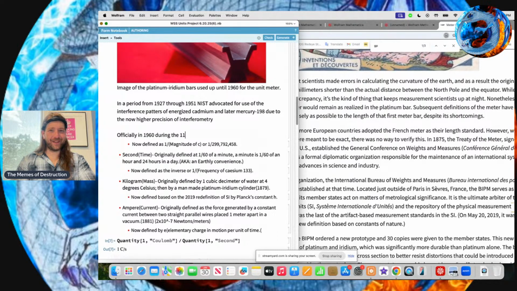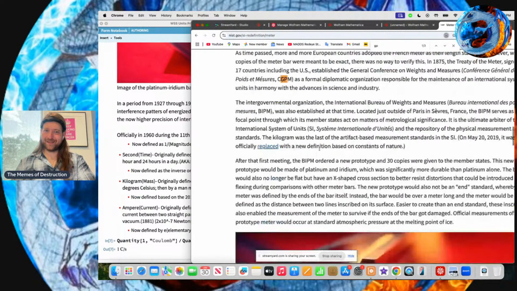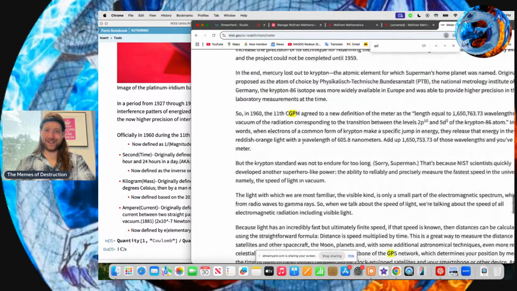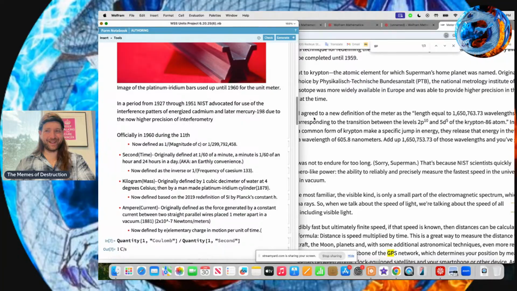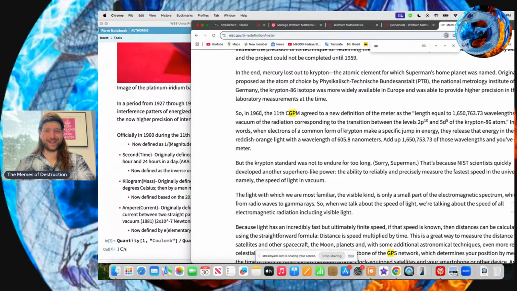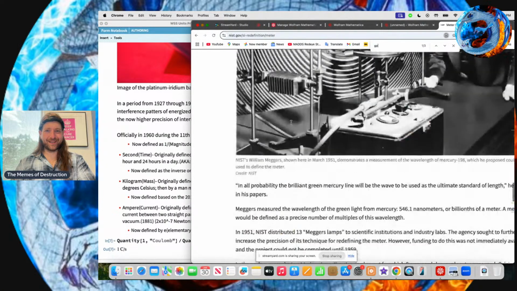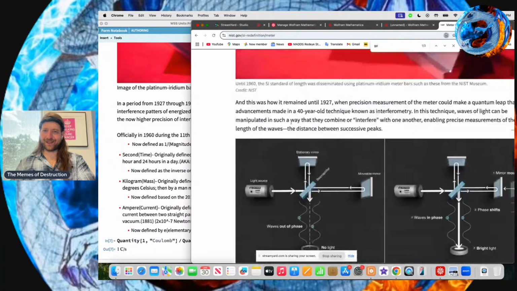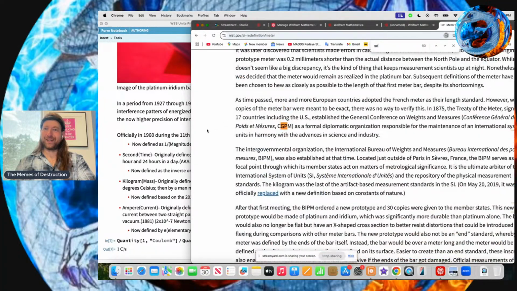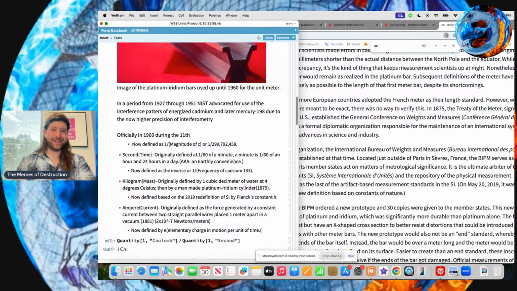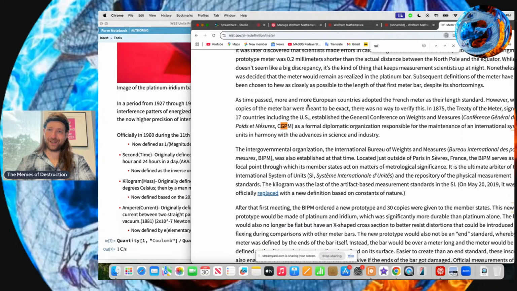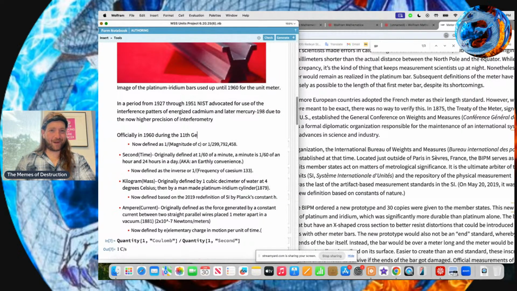During the 11th General Conference on Weights and Measures. What's the 11th, right? The 11th General Conference on Weights and Measures. That's what it is. I swear I can remember.